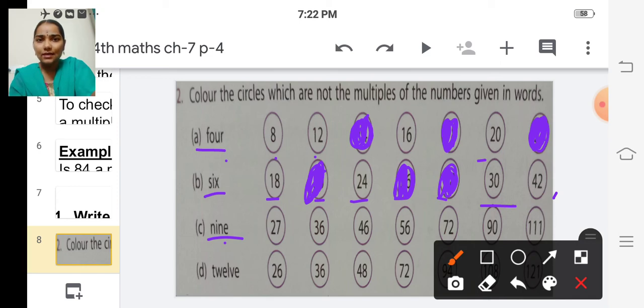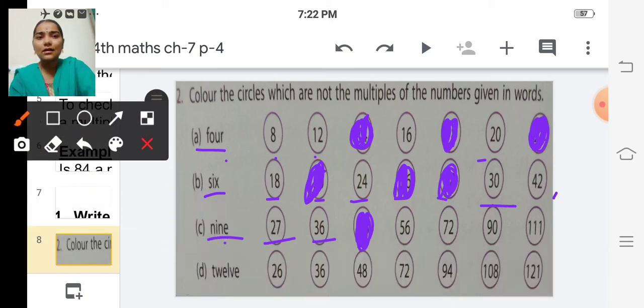So 9 ones are 9. 9 twos are 18. 9 threes are 27. 9 fours are 36. 9 fives are 45. So 46 is not a multiple of 9, so we can color it. And 9 sixes are 54, isn't it? So 56 is not a multiple of 9. So we can color 56.